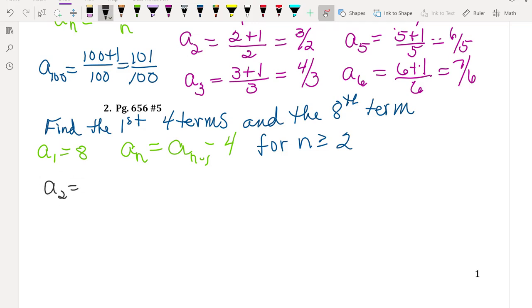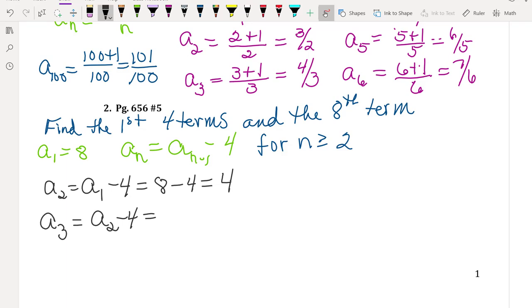Is going to be a1 minus 4, so that's going to be 8 minus 4, which is 4. And then a3 is going to be a2 minus 4, so that's going to be 4 minus 4, which is 0. And a4 is going to be the previous term, a3 minus 4. So 0 minus 4, which is negative 4.